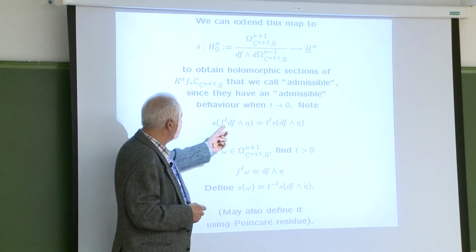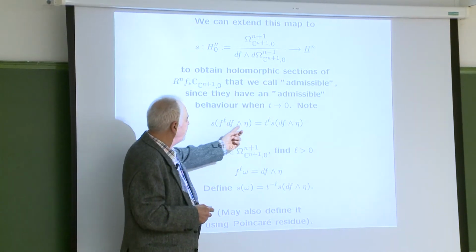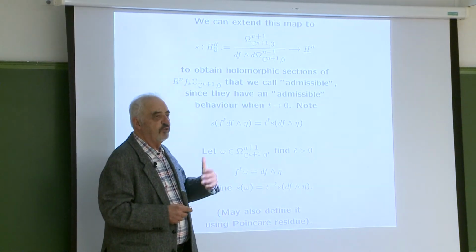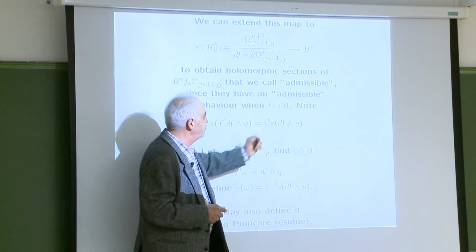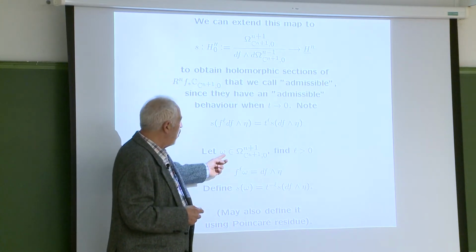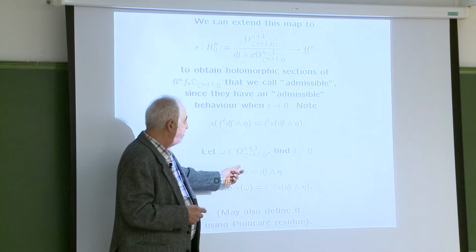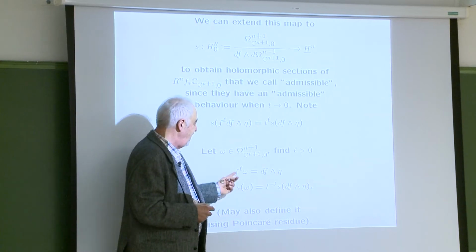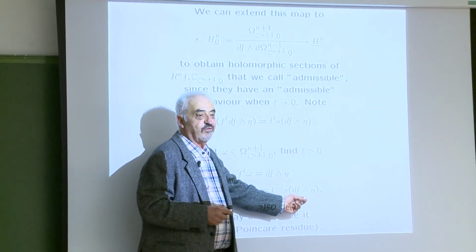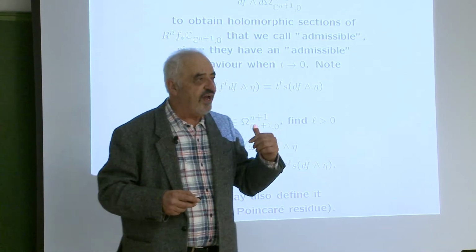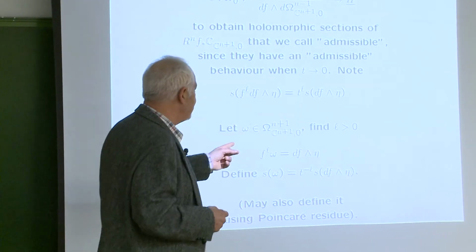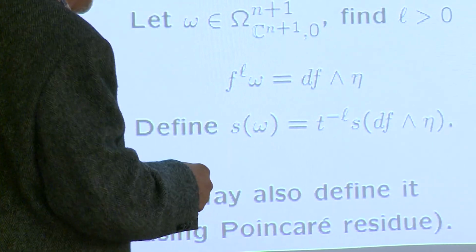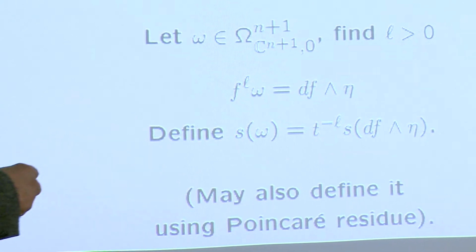First of all, if you take F^L times something, it will come out as a t^L, since you're restricting to the fiber, multiplying by F is the same as multiplication by t. So if you take a form omega, you can multiply by a power of F, and then write it in this form. Then you define S of omega, and you pass this t to the minus L to this other form. So the previous formula works. The only thing is you have to multiply by a power of F, and then divide by a power of t. And this gives you the extension. This can also be done using Poincaré residues.